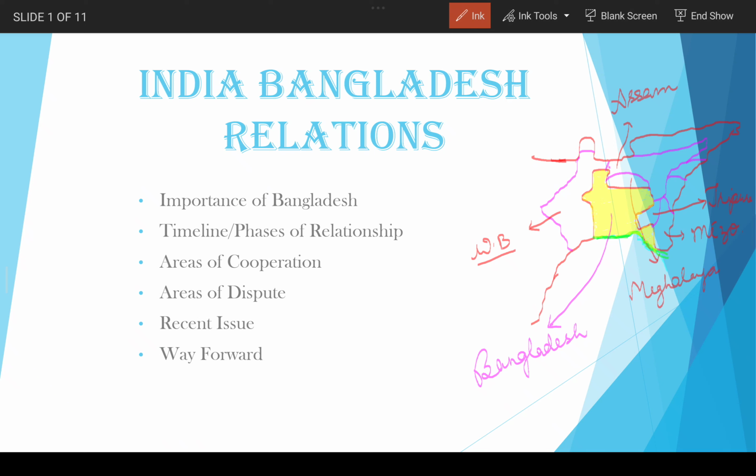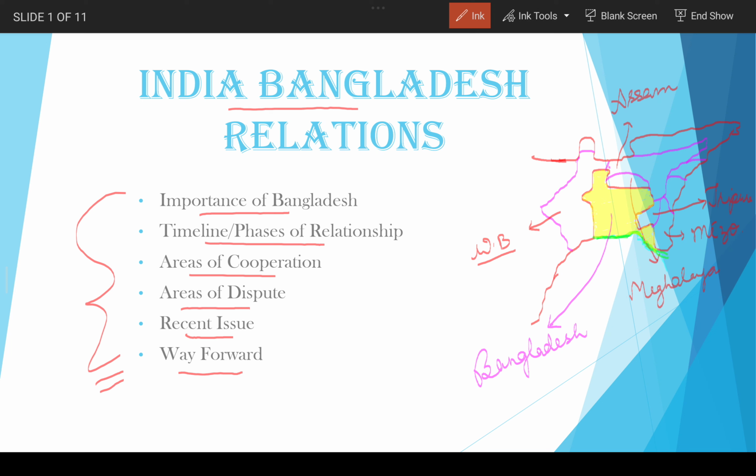In today's class, we will be beginning with India-Bangladesh relations. These are the topics under which we are going to talk about it. First one is importance of Bangladesh, timeline and phases, area of cooperation, areas of dispute between the two countries, the recent issue which is there between India and Bangladesh and the way forward. So basically, these are the subheads under which we will be talking about India-Bangladesh relations from the perspective of UPSC mains as well as from the prelims perspective.